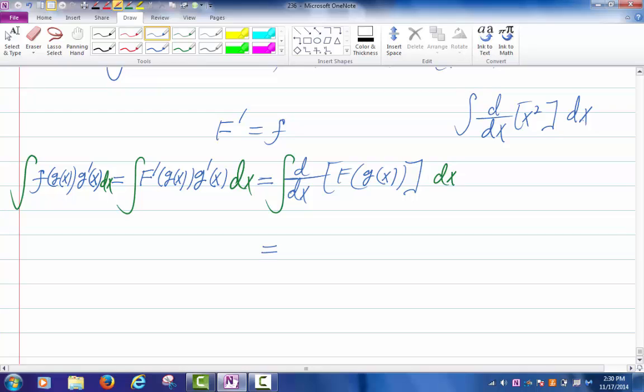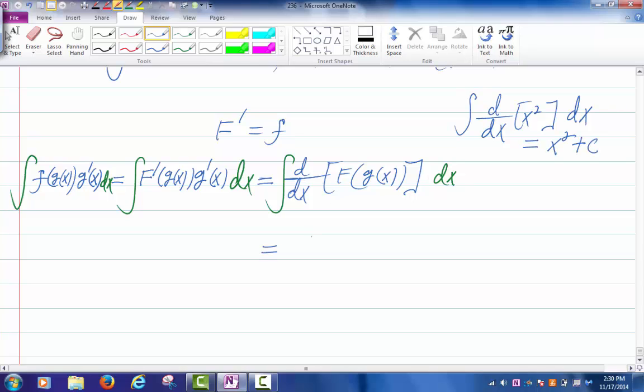The integrand is the derivative of x squared. So I'm asking you, find a function whose derivative is the derivative of x squared, right? That's exactly x squared. So my point is, this guy is x squared.